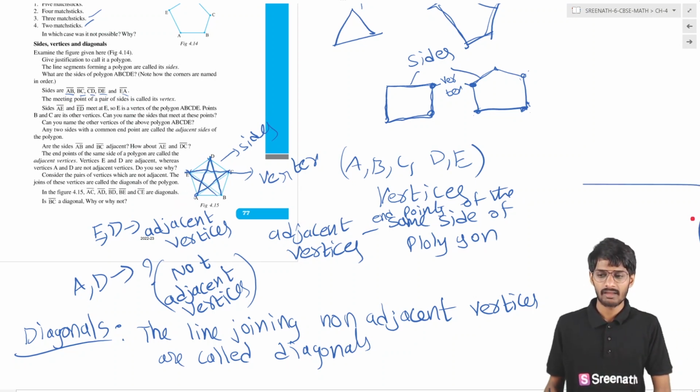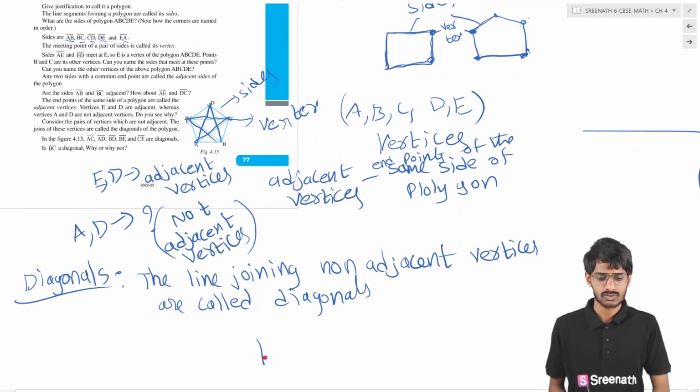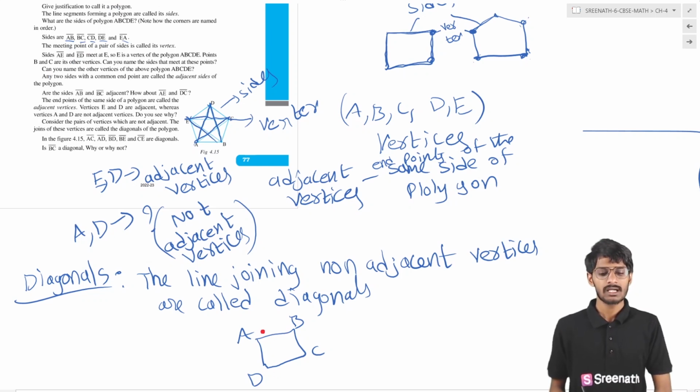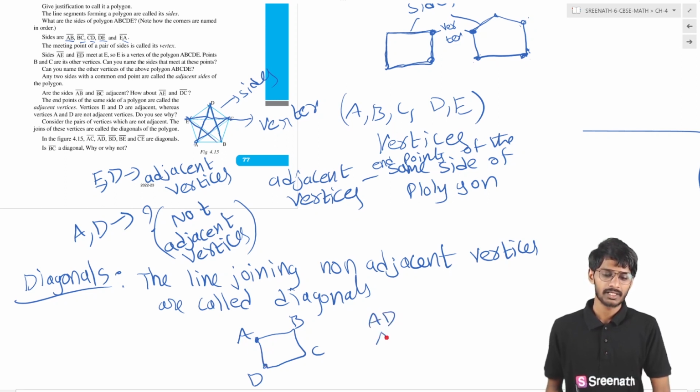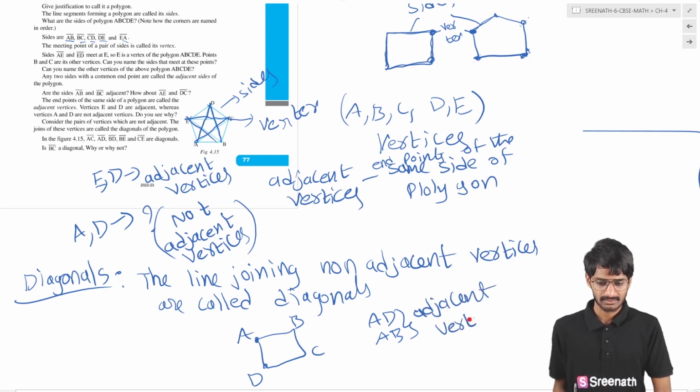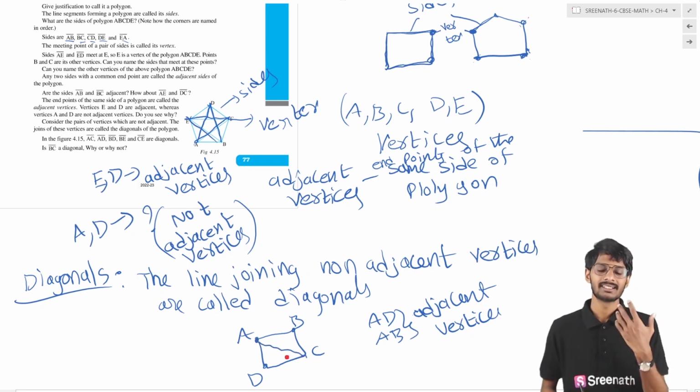Now I want to give one more example. Suppose this is a polygon. Why? Because it is a simple closed curve formed by line segments. AD and AB, what are those? Those are adjacent vertices, but C is not adjacent. So a line joining A to C is a diagonal.